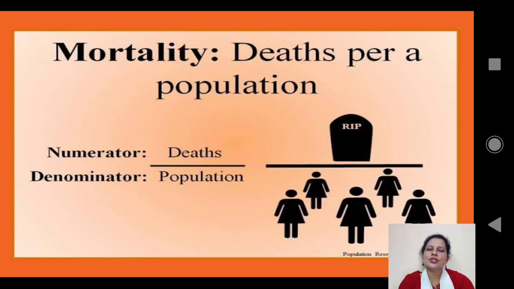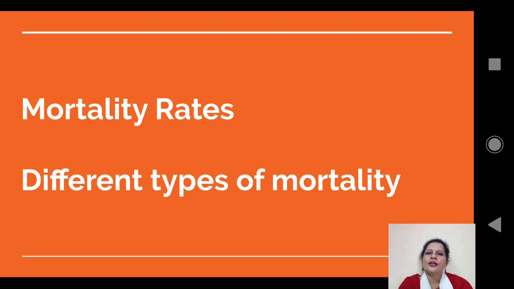This is the continuation of the chapter Vital Statistics, where in the previous videos we have learned about vital statistics, its sources, its uses, and about fertility rates, its merits, demerits, and about reproduction rates. Today in this video, we'll be discussing mortality rates, different types of mortality, its merits and demerits.